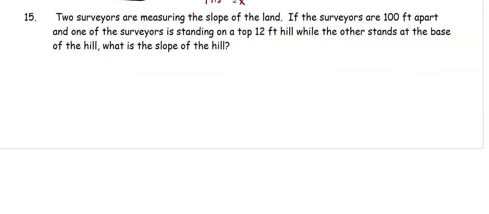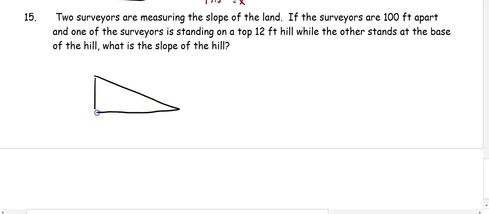In number 15, two surveyors are measuring the slope of the land. One surveyor is standing on top of the hill that's 12 feet tall. The surveyors are 100 feet apart. So this is where we got to be careful. If I have one surveyor here and one surveyor here, that's going to be the diagonal distance this time. What is the slope of the hill? So how would it change from the one to the other?